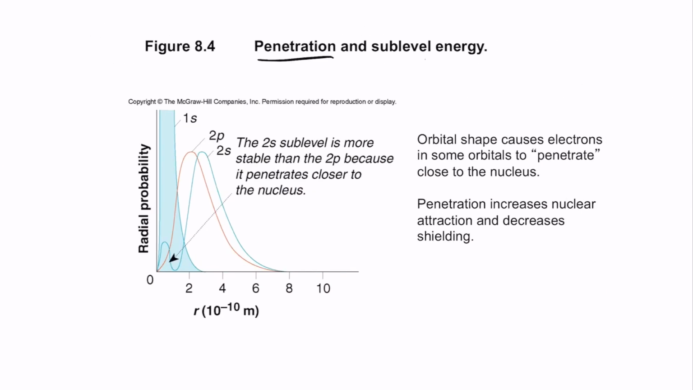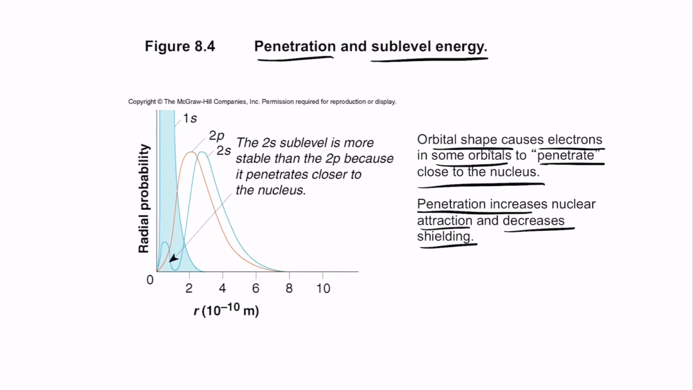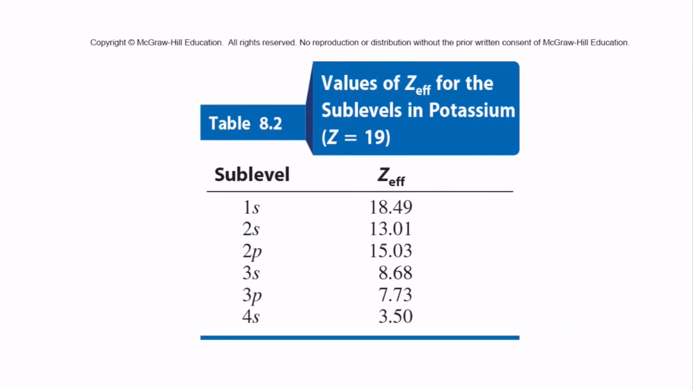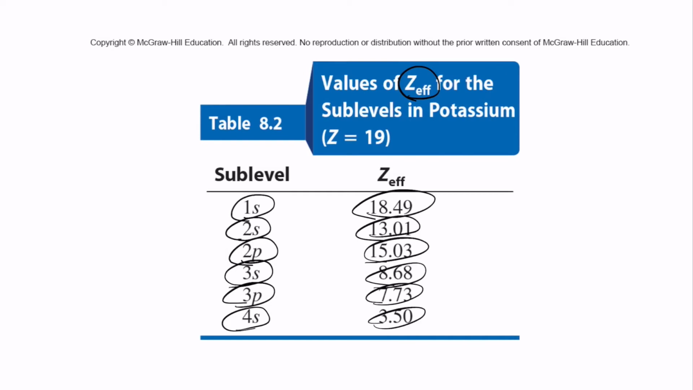Now, next let's talk about penetration and the sublevel energies. The orbital shapes can cause the electrons in some orbitals to penetrate close to the nucleus. This penetration increases nuclear attraction and decreases the shielding. The 2s sublevel is more stable than 2p because it penetrates closer to the nucleus. Now, what are the values of this effective charge? These are some values of effective charge as you go towards higher and higher orbitals. The higher the orbital, the lesser the effective charge, and the easier it is to remove the electron.